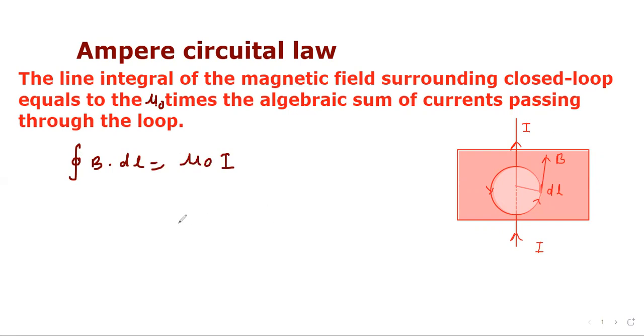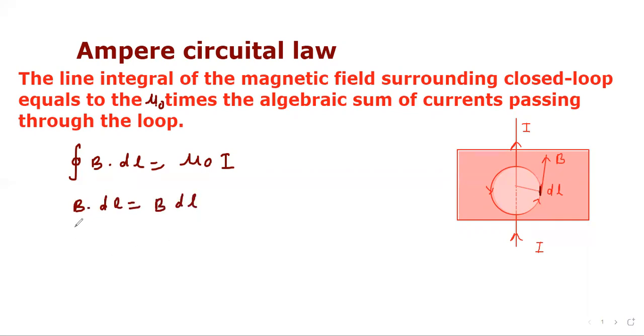Let's see its proof. In order to understand the proof, we consider a wire carrying current and a circular loop. We assume that the magnetic field is constant along the perimeter of this loop. Now we consider a small current element dl, and then we can evaluate the integration of B dot dl. Here clearly the angle between dl and B is 0 degrees, so B dot dl will be just B dl.